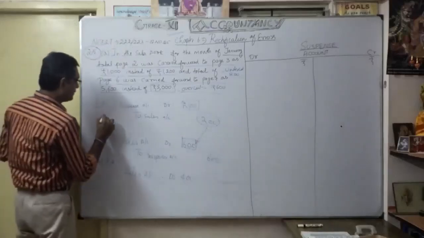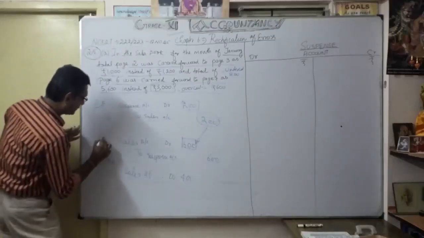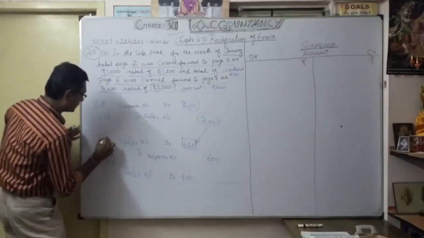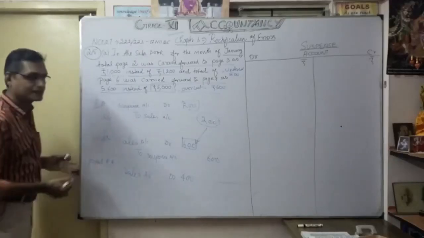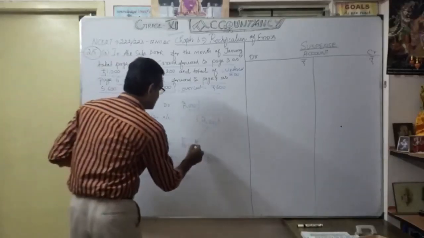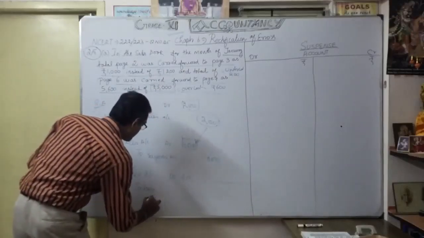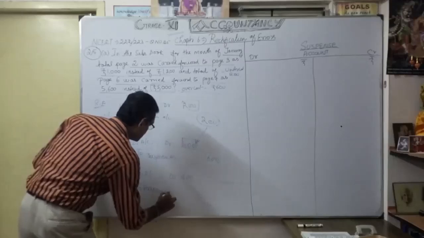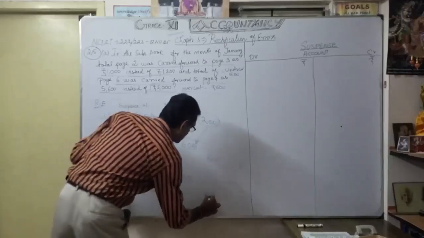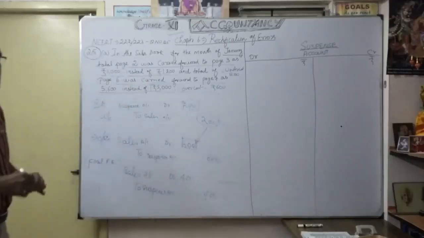This is for the undercasting, this is for the overcasting entry. So what is the final rectification? Sales Account Debit 600 minus 200, 400, to Suspense Account. Suspense Account how much? Only 400. So understood, that's the understanding here.